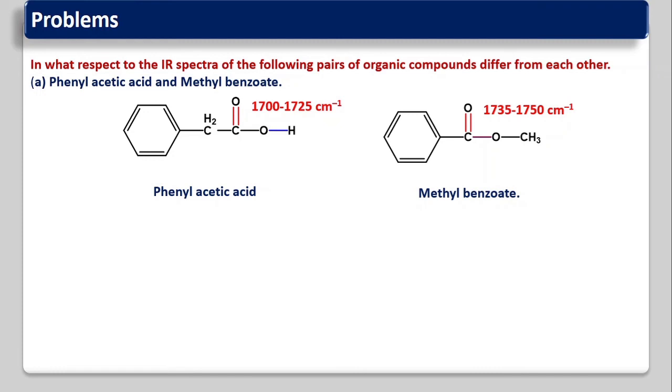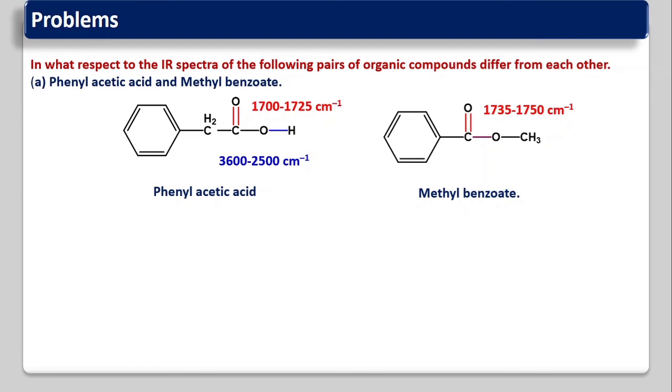Then phenyl acetic acid contains an OH bond, so that absorbs around 2500 to 3600 centimeter inverse. That depends upon the hydrogen bonding. If hydrogen bonding is there, then it absorbs at 2500 to 3000 centimeter inverse. If hydrogen bonding is not there, then it absorbs at 3500 to 3600 centimeter inverse. So the broad range with or without hydrogen bonding is 2500 to 3600 centimeter inverse. While that OH frequency is not observed in the methyl benzoate.